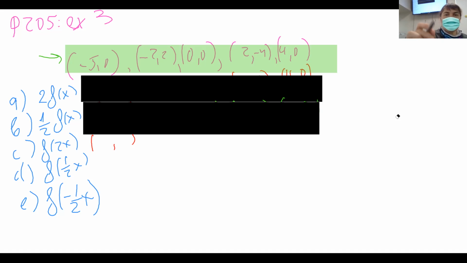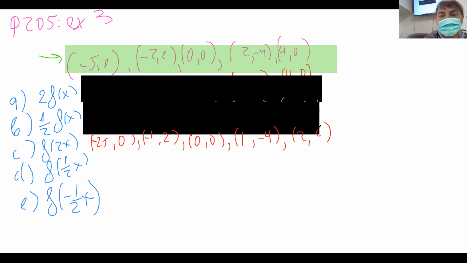Okay, so let's go back to our function red. We said it's negative 2.5 and 0, right? Okay, let's do the next point. What's going to happen to negative 2 and 2? And how about the y? That's correct. Okay, next one, the 0 and 0, what happens to it? How about the next one? 1 and negative 4. Okay, how about the last one? 2 and 0. You see, it's not too bad.